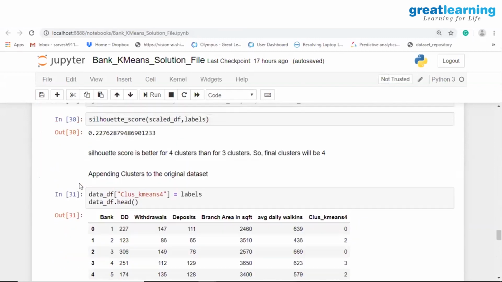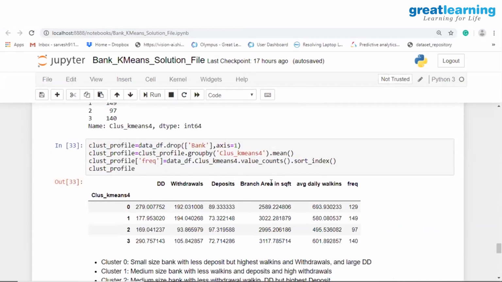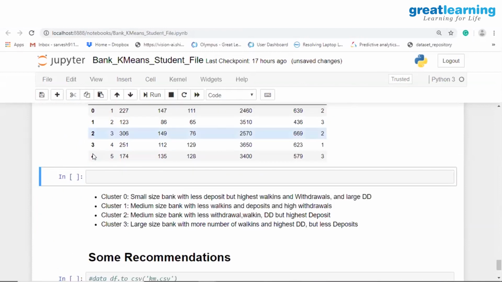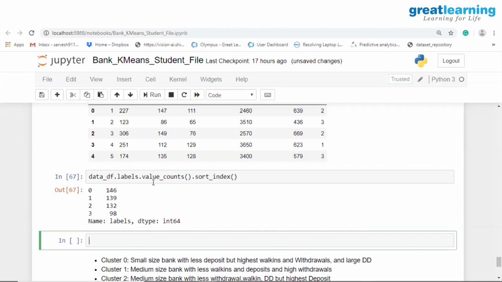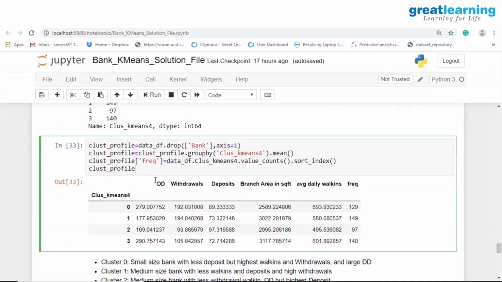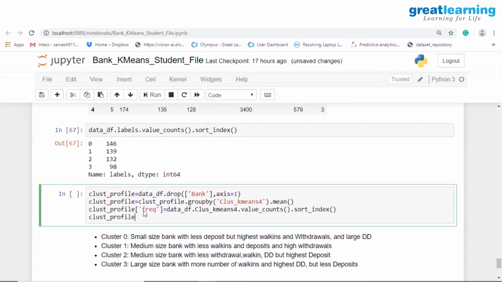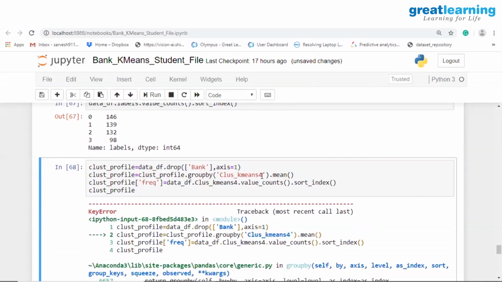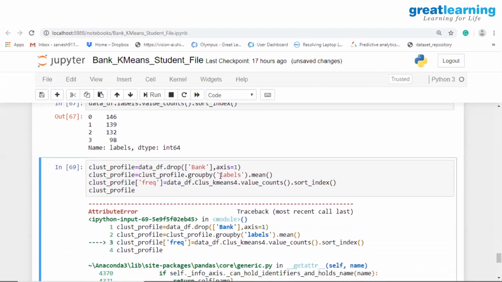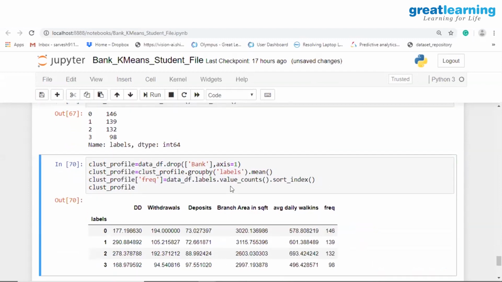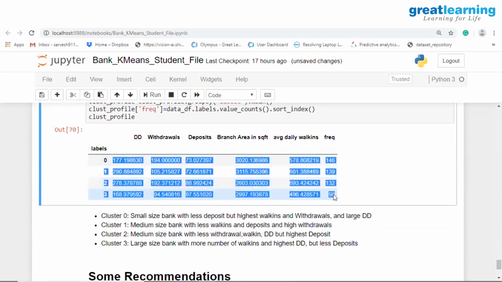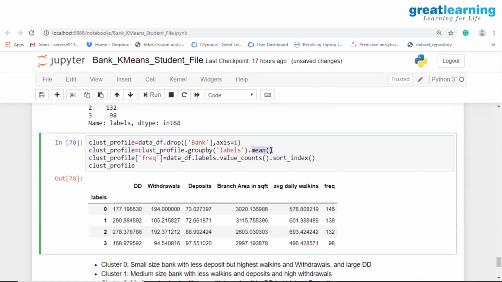Profiling is very, very important. What does each and every cluster tell me? Here we create, this name is different, I create this labels, value counts, and sort the index. And then you create the profile of the customers over here, the cluster profile. So for different clusters, what are the values? I have taken the average value, the mean value for all the observations present.